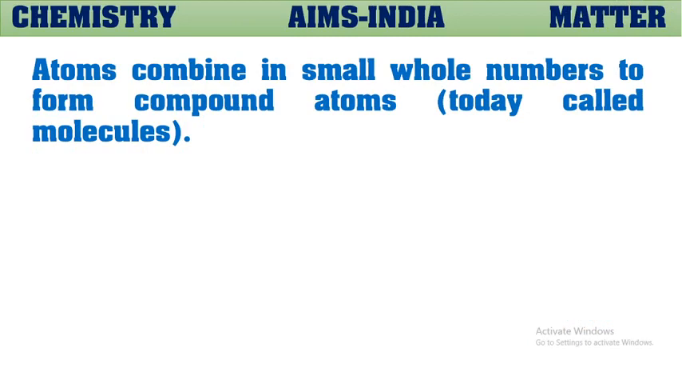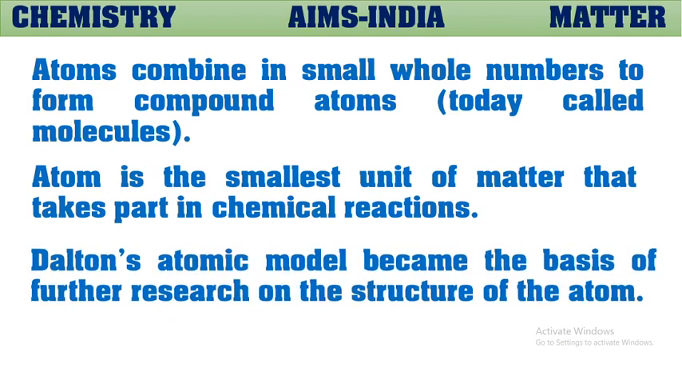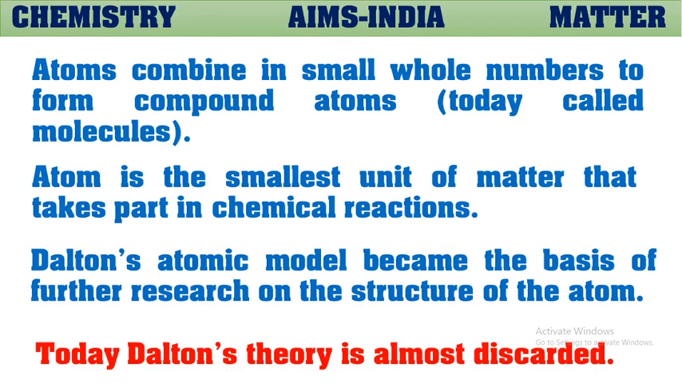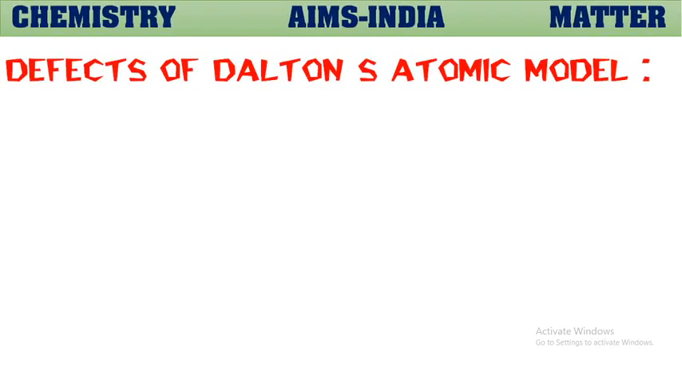Atoms combine in small whole numbers to form compound atoms. Now we are calling them molecules. Atom is the smallest unit of matter that takes part in chemical reactions. Dalton's atomic model became the basis of further research on the structure of the atom. But today, Dalton's atomic theory is almost discarded because of some defects. Let us see the defects of Dalton's atomic model.